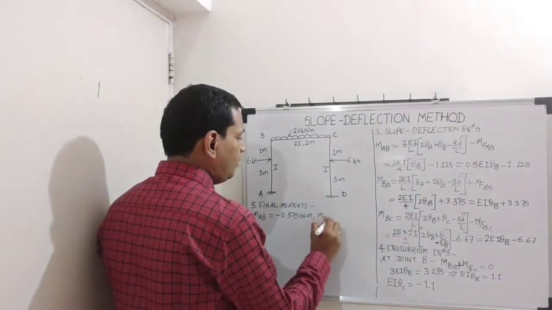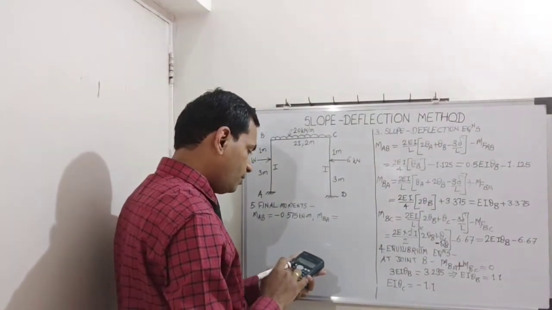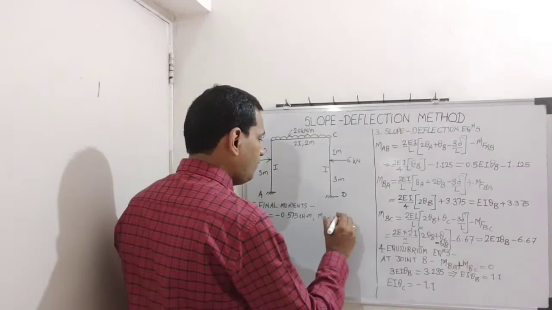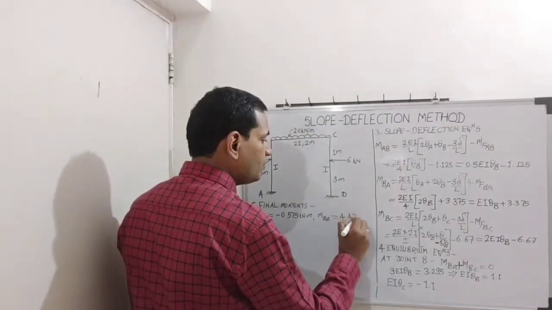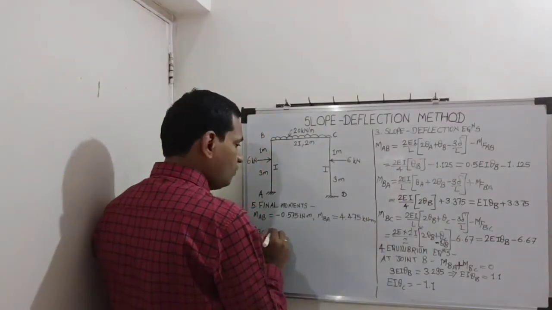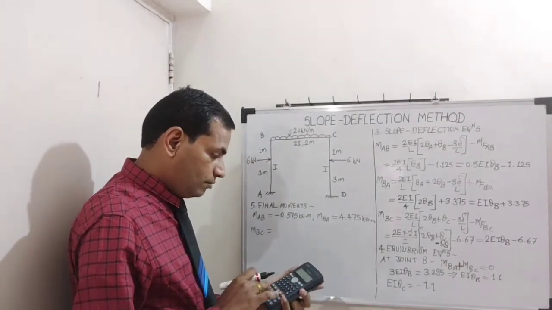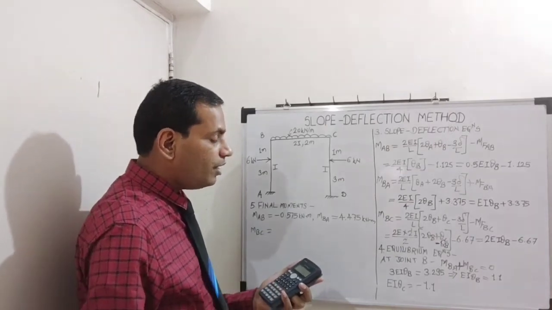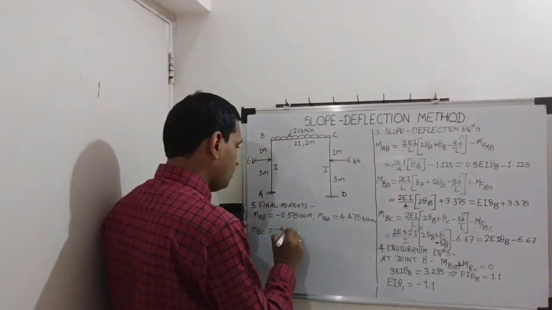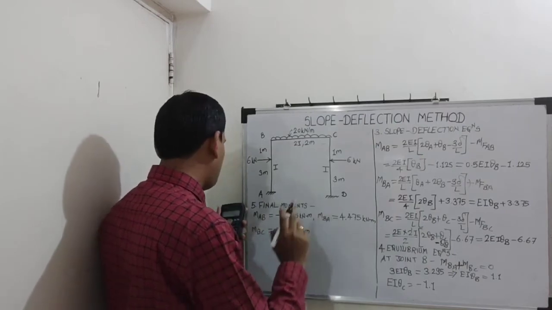Then MBA, what will be MBA? 1.1 plus 3.375. So it is 4.475 kilonewton meter. Then MBC, what is MBC? 2 times 1.1 minus 6.67. So the answer is minus 4.47 kilonewton meter. So these two must be equal and opposite.